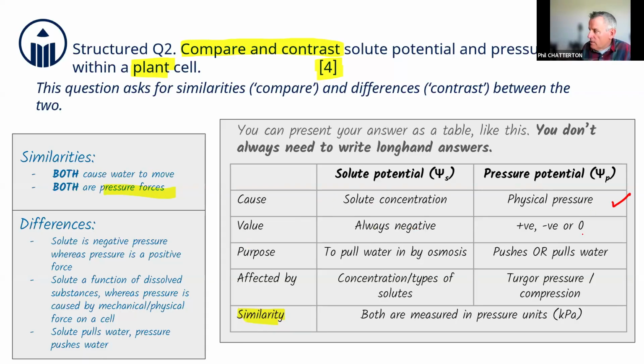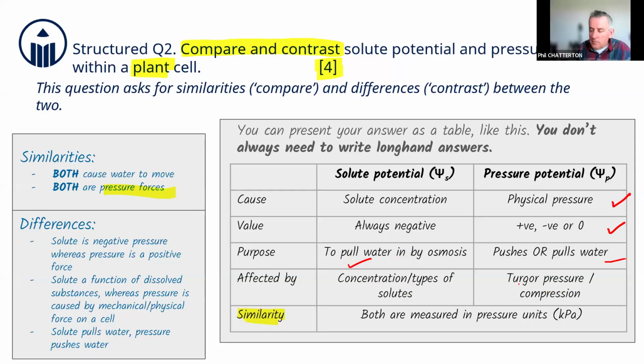The value is always negative. Pressure potential can be positive, negative, or 0. Okay, or if you were to just say it's positive, you'd probably get a mark because it does most generally in biological systems. Pressure potential is a positive force. Purpose is to pull water by osmosis, and that pushes, and it's affected by concentration, types of solutes, turgor pressure or compression. And it's absolutely okay to write your answer as a table like that.